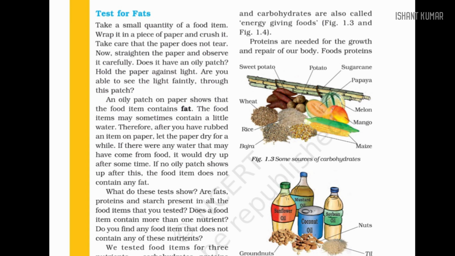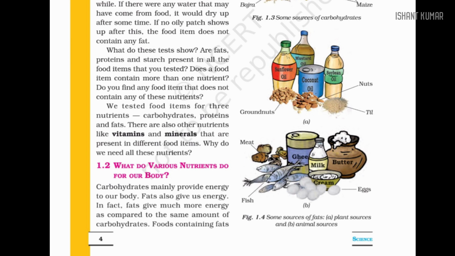What do these tests show? Are fats, protein, and starch present in all the food items that we tested? Does a food item contain more than one nutrient? Do you find any food item that does not contain any of these nutrients?